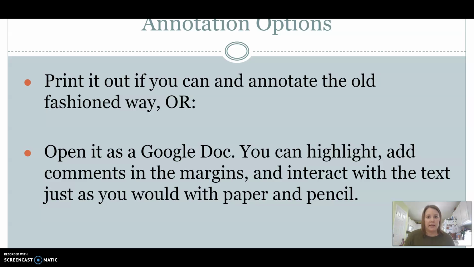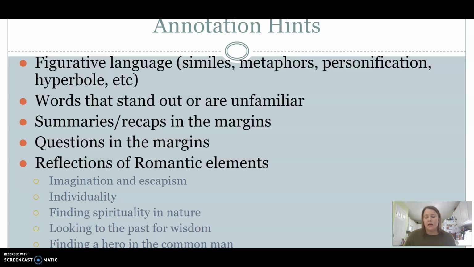You can highlight it, you can add comments in the margins, and interact with the text just as you would with paper and pencil. So those are your two options for doing your annotations, and just do whatever makes the most sense for you. A couple of things to remember when you annotate poetry: there are certain things that you should look for and mark as you go through a poem.